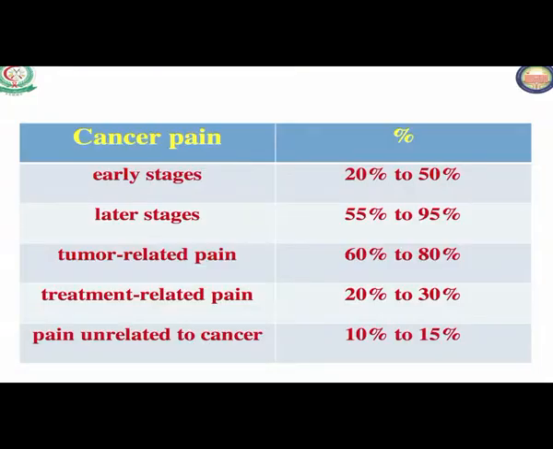So let's see the patients with advanced malignancy. They often have pain as their chief complaint, as I said a while ago, but let's see how much is the percentage. In the early stages of their cancer disease, about 20 to 50% suffer from pain. And 55 to 95% in the later stages of their diagnosis suffer from pain. Those 95% we usually call the terminally ill patients.